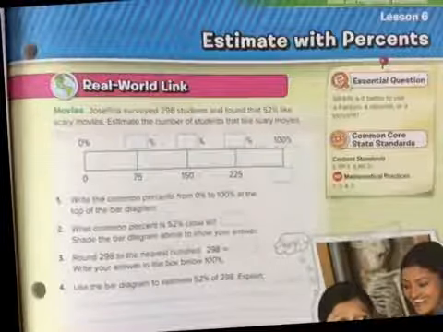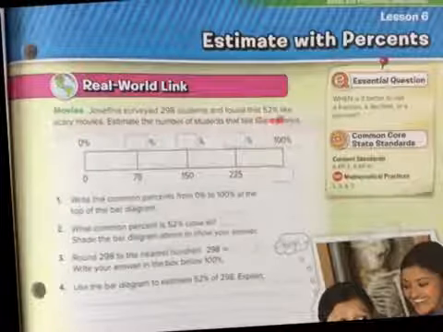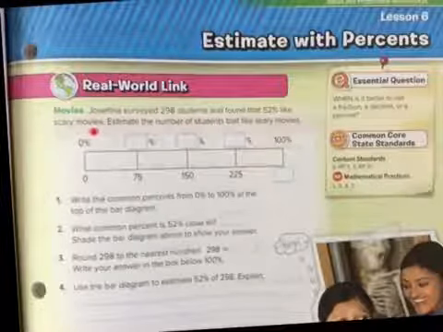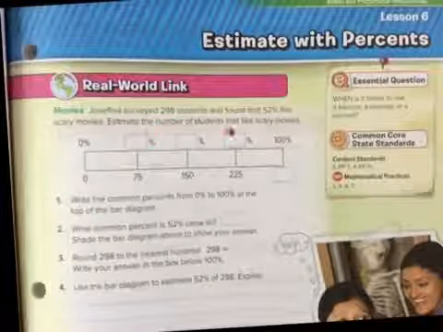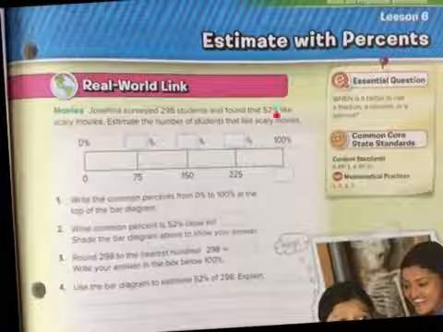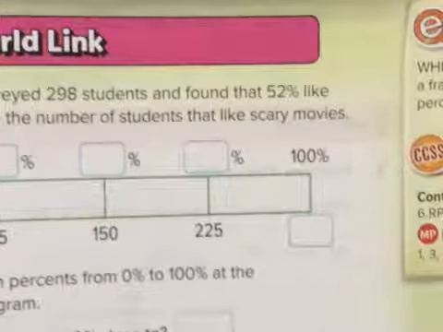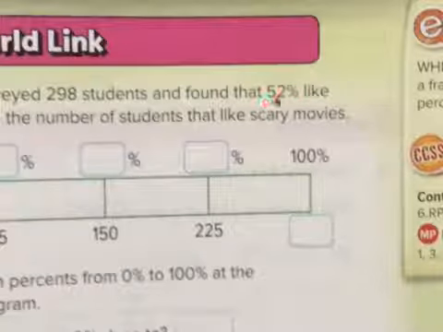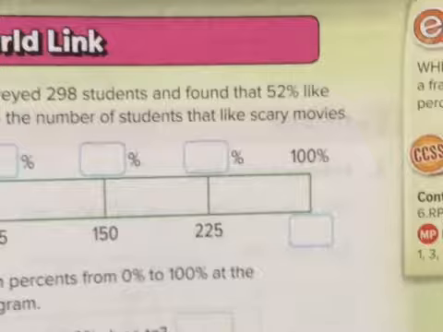Let's get started. Josephina surveyed 298 students and found that 52% like scary movies. I certainly don't. Estimate the number of students that like scary movies. So this could be an easy estimate to make. If we were to round this number to the nearest tenth, we would know it would be about 50%, right?